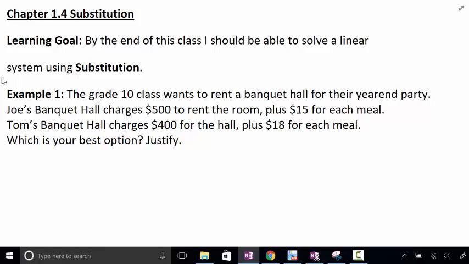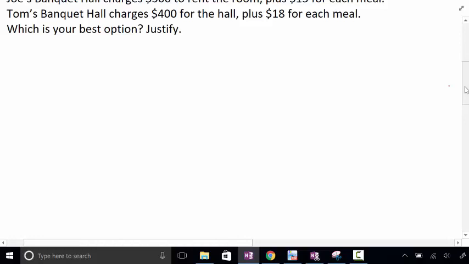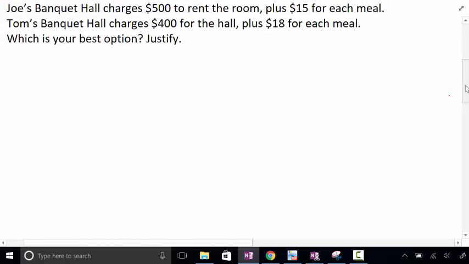So let's take a look at this example. It says the grade 10 class wants to rent a banquet hall for their year-end party. Joe's banquet hall charges $500 to rent the room, plus $15 for each meal. Tom's banquet hall charges $400 for the hall, plus $18 for each meal. Which is your best option? Justify. So, is there a better option? Yeah. So the answer here is really, it depends. And it depends on what? How many students? Or how many meals you're going to have.